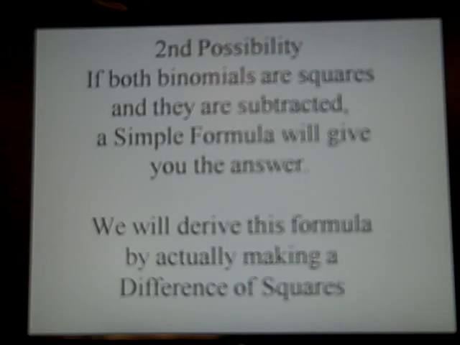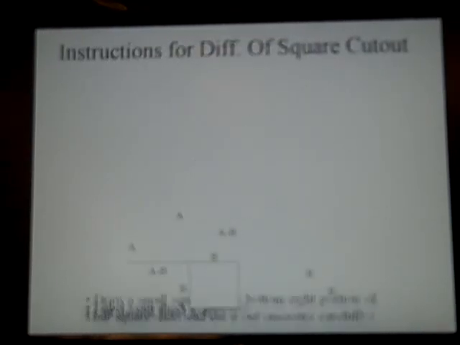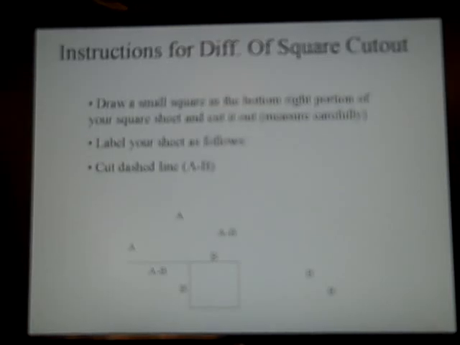Second possibility, if both terms of the binomial are squares and they are subtracted, a simple formula will give you the answer. We will reverse this formula by actually making a difference of squares. Instructions for the difference of squares cutout: draw a small square in the bottom right portion of your square sheet and cut it out. Measure carefully. Label your sheet as follows. Cut along the dashed line, a minus b.